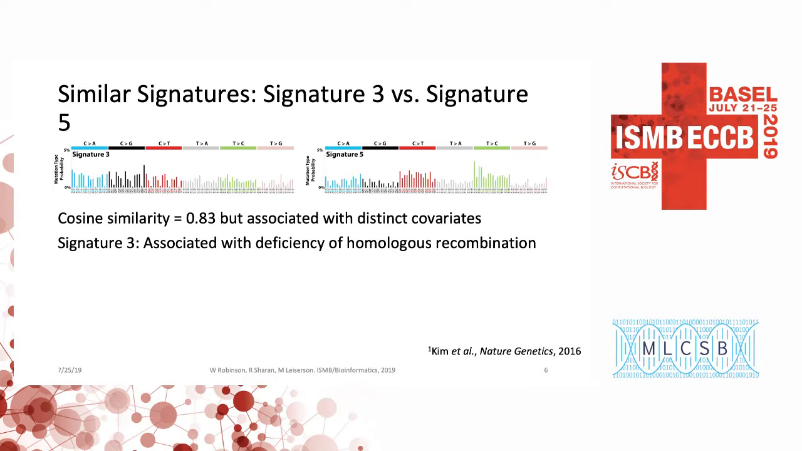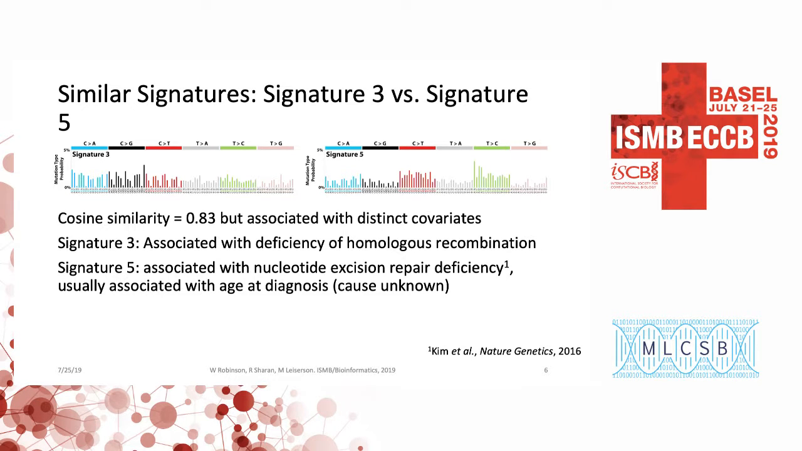So signature 3 is actually associated with deficiency in the homologous recombination repair pathway. And signature 5, well, we don't know its exact cause. It's been associated with deficiency in a different DNA repair pathway in at least one cancer type, and it's usually associated with the age of diagnosis.